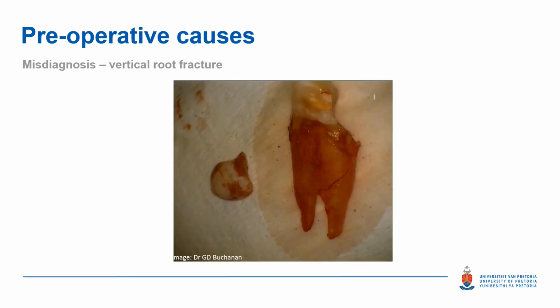Here's a case of vertical root fracture. That's also a preoperative cause of failure that leads to a misdiagnosis. Obviously, when vertical root fractures are in advanced stages, it's a lot easier to see changes on a radiograph or to see the fracture itself. But it can be quite difficult to see a microcrack on a radiograph, but very often root fractures are causes of failure, and they are preoperative causes.